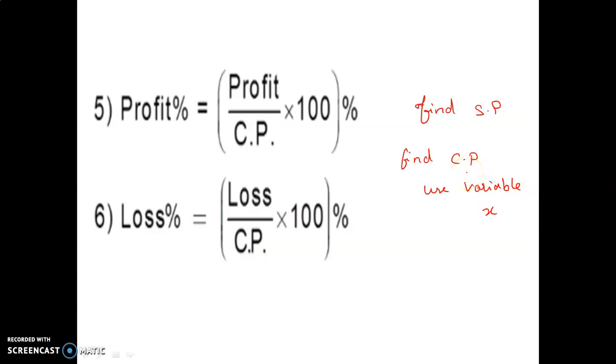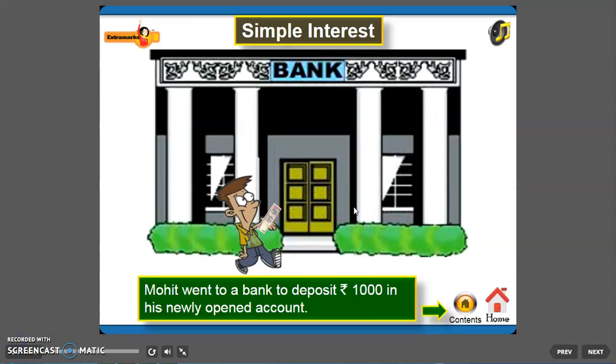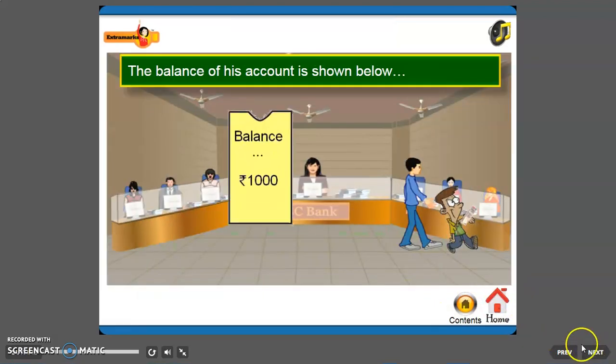Okay, children? Today we are going to start with one more new concept. The new concept that we are going to learn today is simple interest. Here, Mohit is going to a bank. Mohit went to a bank to deposit ₹1000 in his newly opened account. He is depositing ₹1000. The balance of his account is shown below.